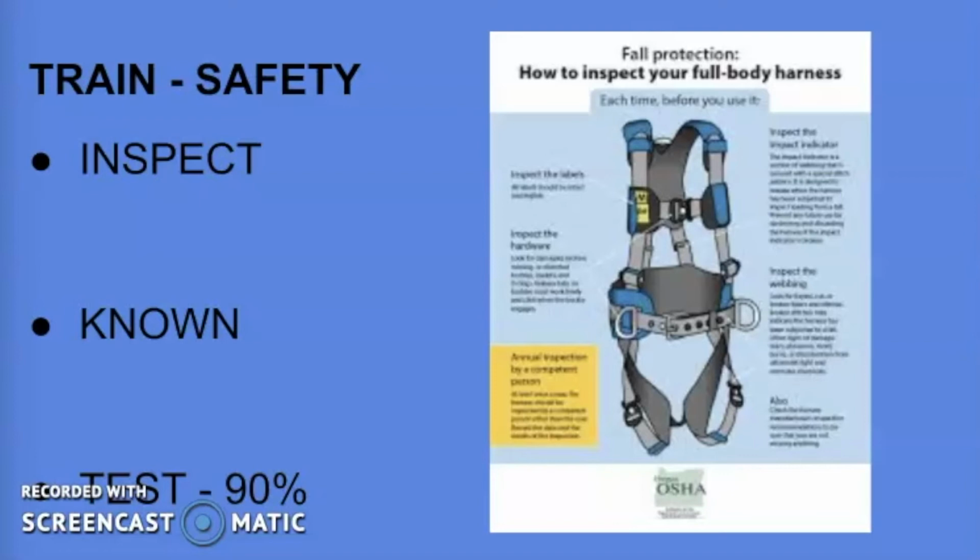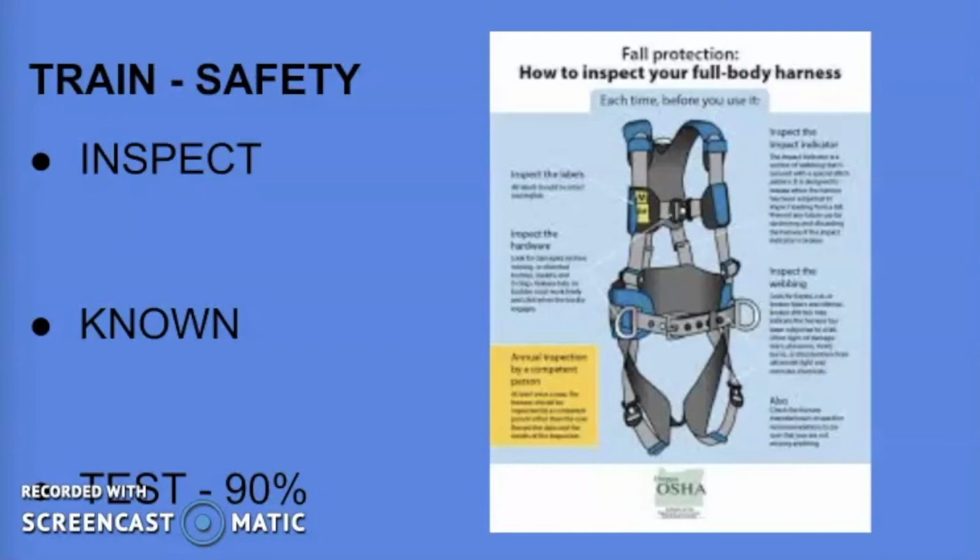So you have the release tabs on the buckles must work freely and click when the buckle engages. And then to inspect the impact indicator. The impact indicator is a section of the webbing that is secured with a special stitch pattern. This is designed to release when the harness has been subjected to impact loading from a fall. Prevent any future use by destroying or discarding the harness if the impact indicator is broken.